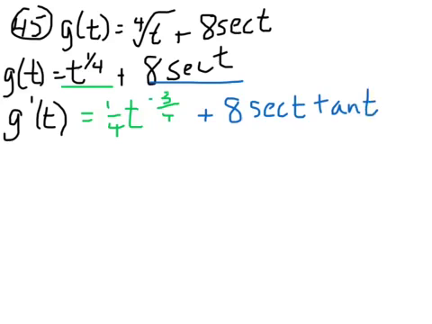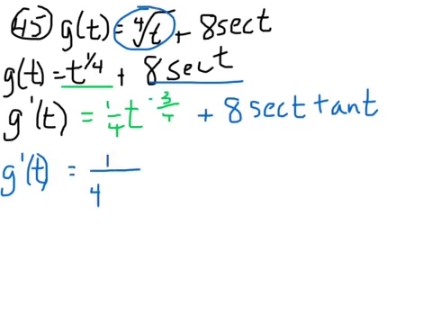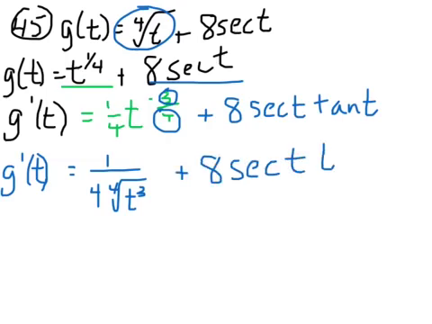Okay, so all I got to do is really clean this up. They gave us a radical when they gave it to us, so they probably want it back as a radical. So it would be 1 over 4. Now that t to the negative 3/4 means move that term to the bottom. That's what the negative exponent means. But if you remember, the bottom of the fractional exponent tells me I'm taking the 4th root of t to the 3rd power. The numerator tells me what power I'm raising it to, plus 8 secant t tangent t. So that's all you're doing there.